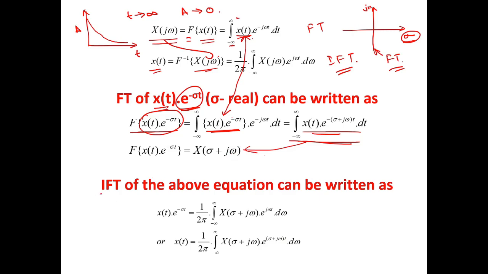Similarly, when we talk about the inverse Fourier transform, x of t will be replaced with x of t multiplied by e to the power minus sigma t, equal to 1 by 2 pi integral from minus infinity to infinity of X of sigma plus j omega multiplied by e to the power j omega t d omega, like this one. But if you look over here, what is happening? This d omega is associated with the Fourier transform.